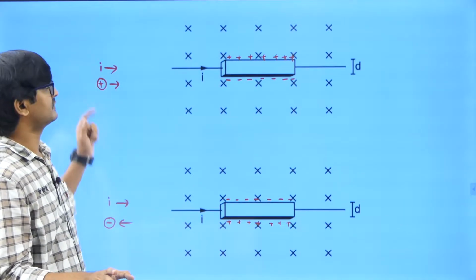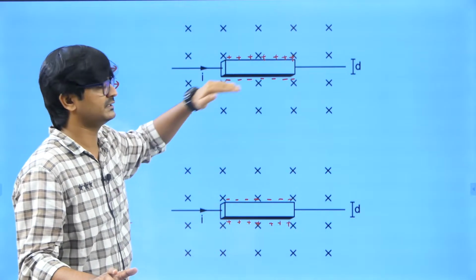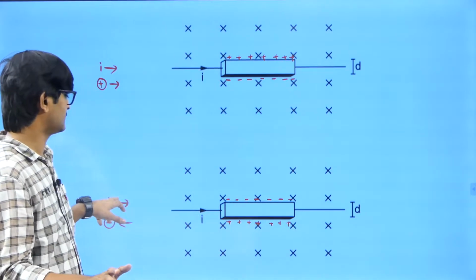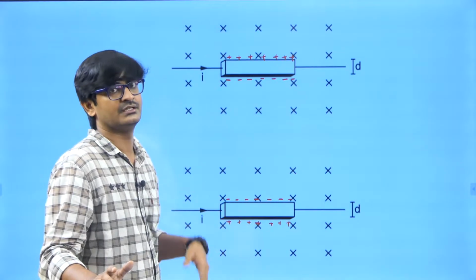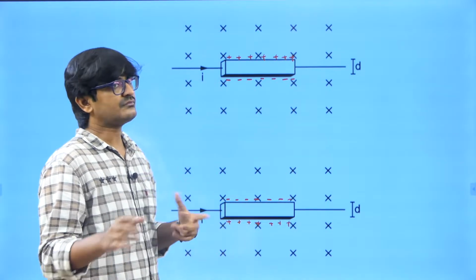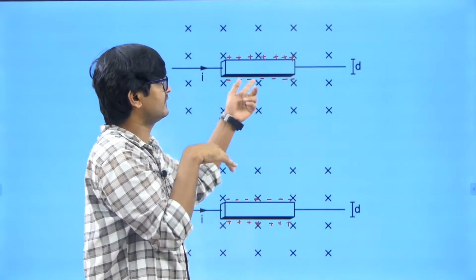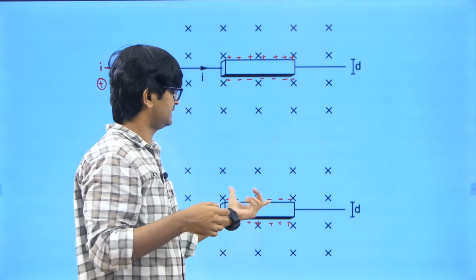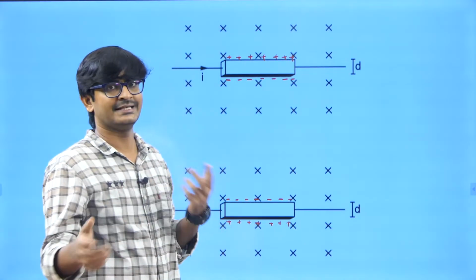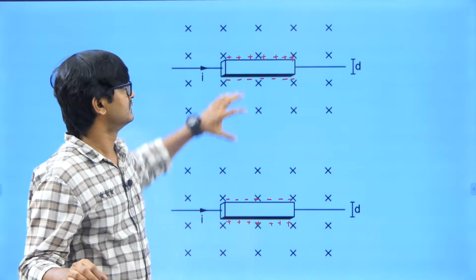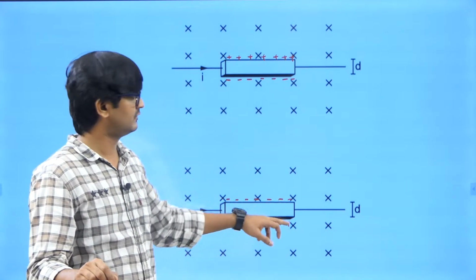Here, if you assume current is because of positive charge movement, the upper face is going to be at higher potential and the lower face at lower potential. When you assume current is because of negative charge movement, the upper face is going to be at lower potential and the lower face at higher potential, right? So when you connect a voltmeter, what will happen? In reality, the voltmeter will show the upper face at lower potential and the lower face at higher potential.